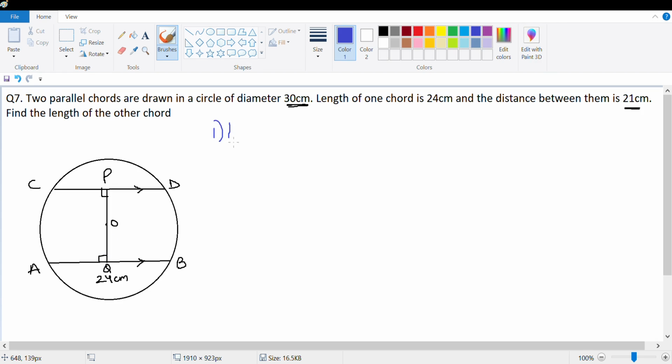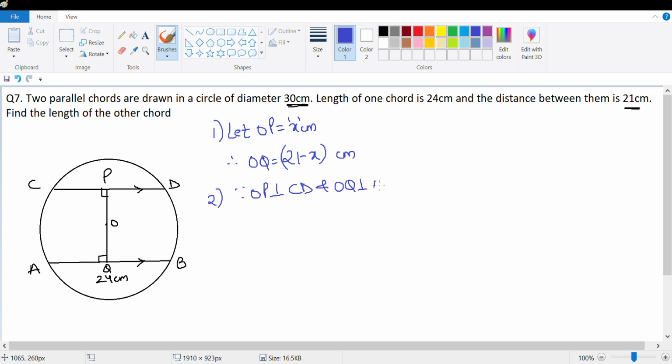So let's start writing. Let OP is equal to X centimeter. Therefore, OQ is equal to 21 minus X centimeter, because the total distance is 21 centimeter. Next, since OP is perpendicular to CD and OQ is perpendicular to AB, therefore AQ is equal to BQ is equal to 12 centimeter and CP is equal to PD. Distance we don't know, because length of CD not given.